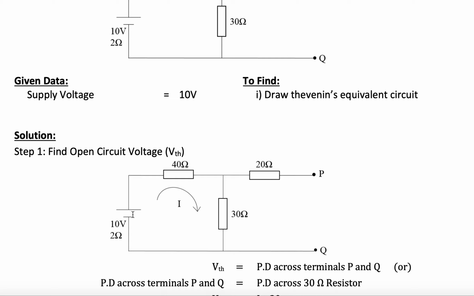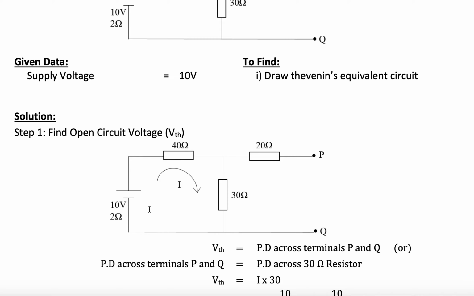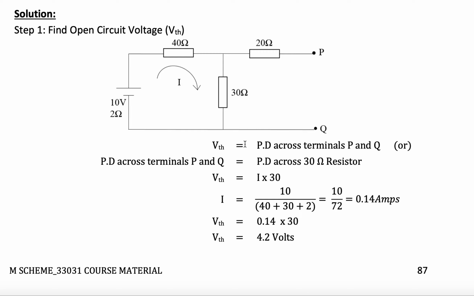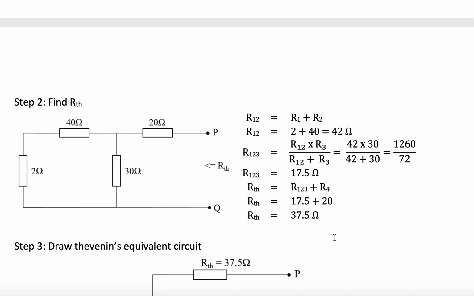This is quite simple. See, the current flowing here is 0. So the total resistance of the circuit is 40 plus 30 plus the internal resistance of the battery, which is 2. So 72 is the total resistance. What is the current? 10 by 72. What about the voltage across here? This voltage plus this voltage, and this voltage is 0 since the current is 0. So the voltage across this is nothing but VPQ, that is 30I. 10 upon 72 is 0.14, times 30 is 4.2 volts. That is VTH. What about RTH?